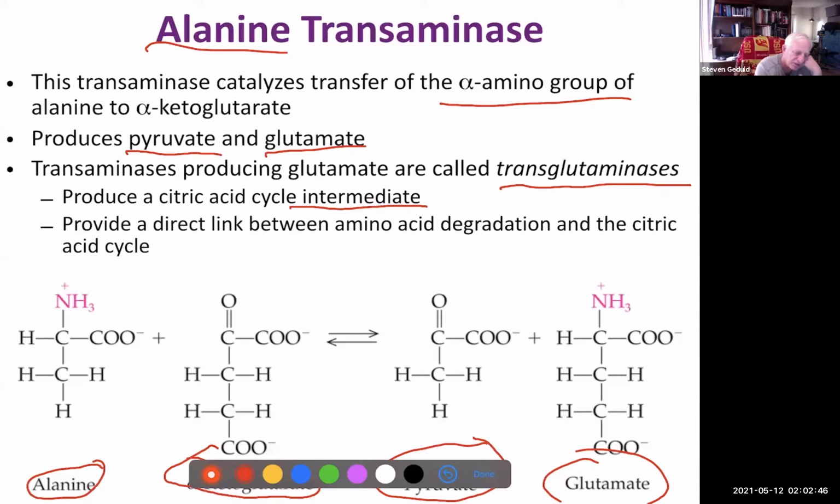So what this does is provide a direct link between your amino acid degradation and the citric acid cycle, because we're generating intermediates, oxaloacetate, pyruvate, inside the citric acid cycle so we can get that kick into the citric acid cycle and produce ATP. So your amino acids are being broken down and you're forming ATP for energy. When your amino acids break down, you break down your proteins and your body becomes out of whack, basically.